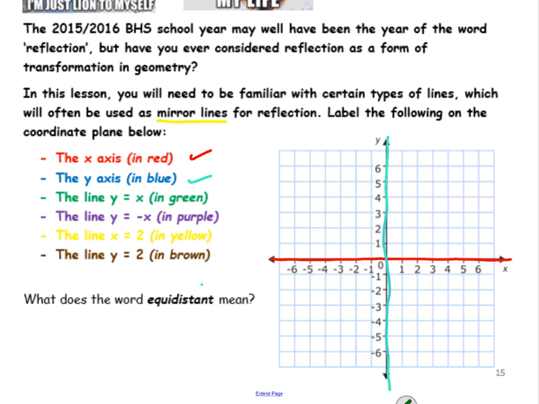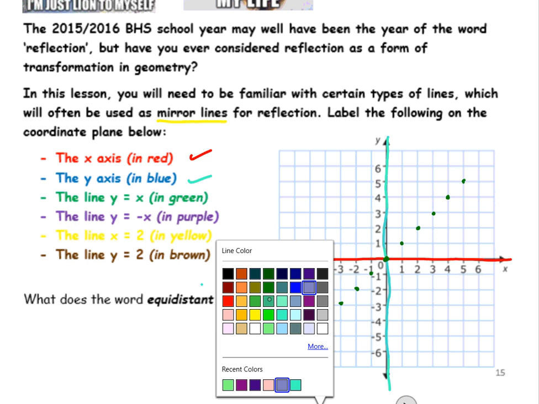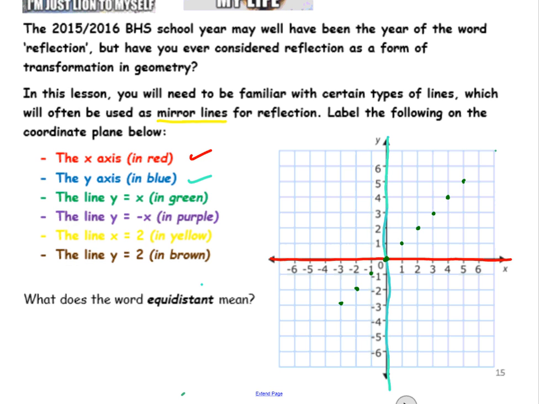The line y equals x in green. So I'm going to do the line y equals x in green. So y equals x would have a y-intercept of 0. And its gradient is 1. So from the y-intercept, go across 1, up 1, across 1, up 1, and so on. Or up 1, across 1, same thing. You can also go down 1, back 1, down 1, back 1, and so on. And then just draw a straight line through those, which I personally find a little bit difficult to do freehand. So you should use a ruler to do yours too.